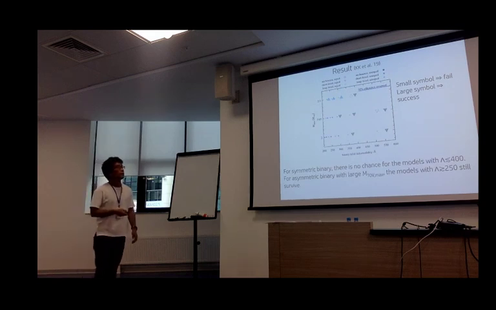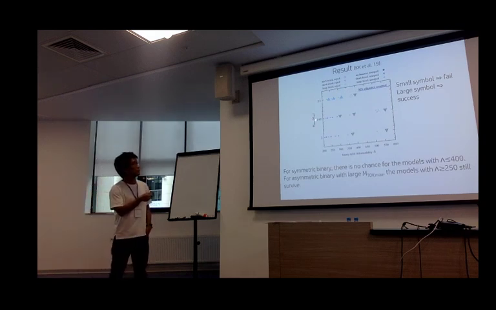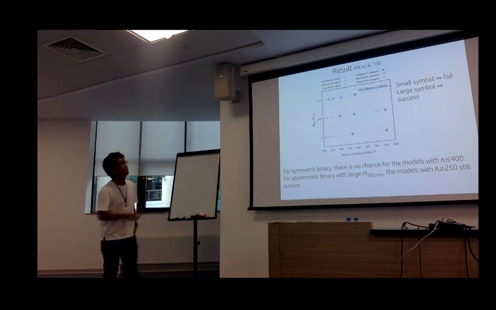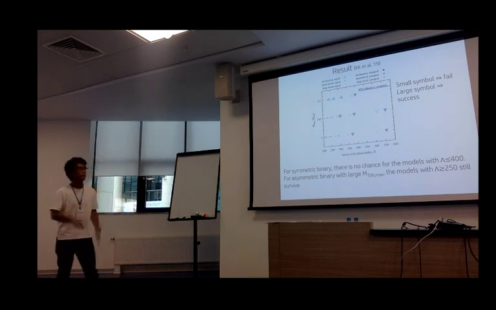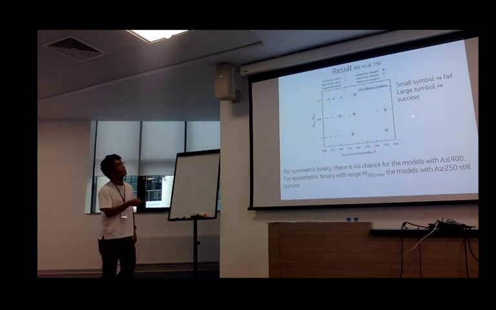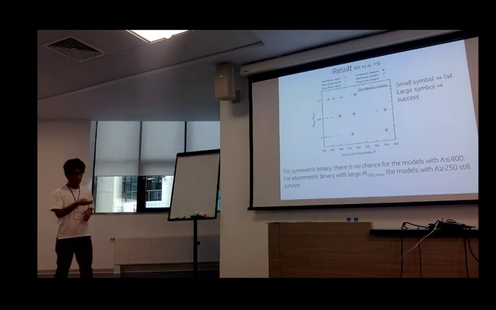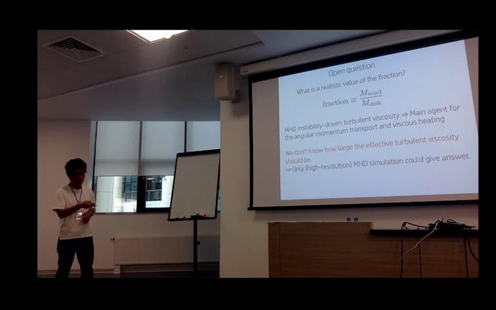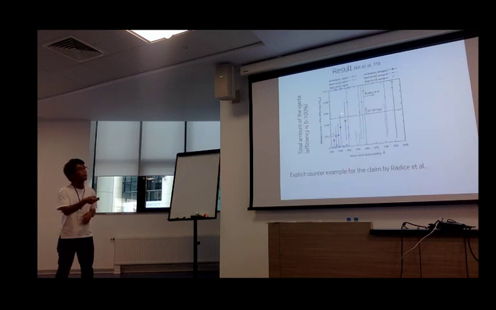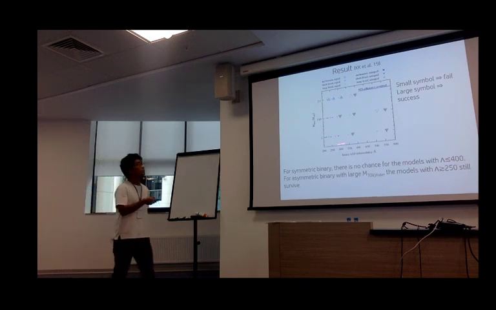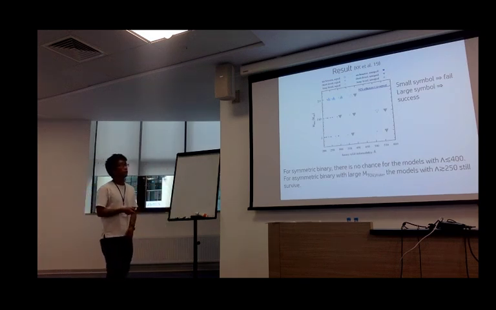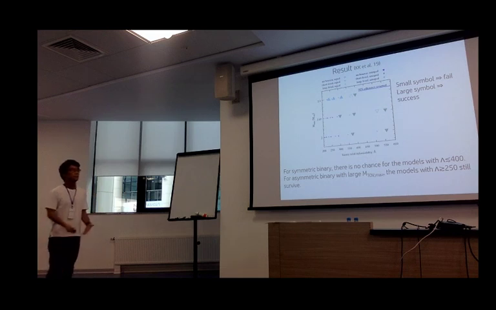Okay, let me show the result in a different way. Here is the maximum mass versus binary tidal deformability, and small symbols are models which fail to explain the EM counterpart, and large symbols mean models which succeed in explaining the EM counterpart. Success or fail means above this line or below this line. And in this plot, we assume 50% efficiency for this wind ejection.